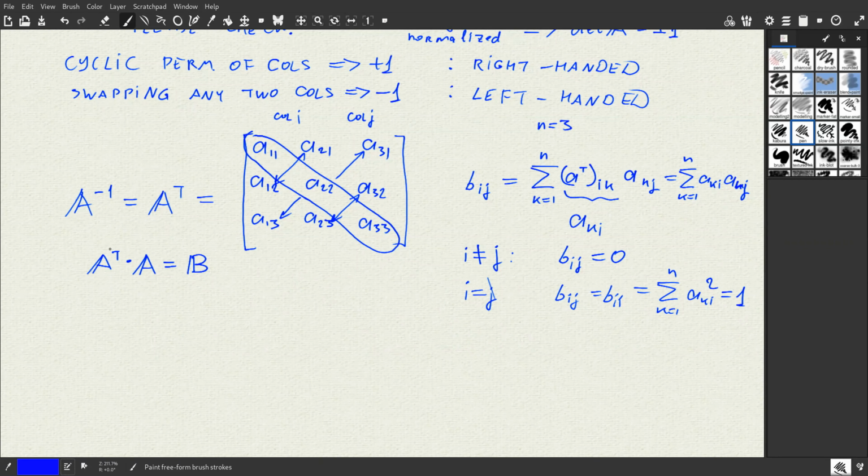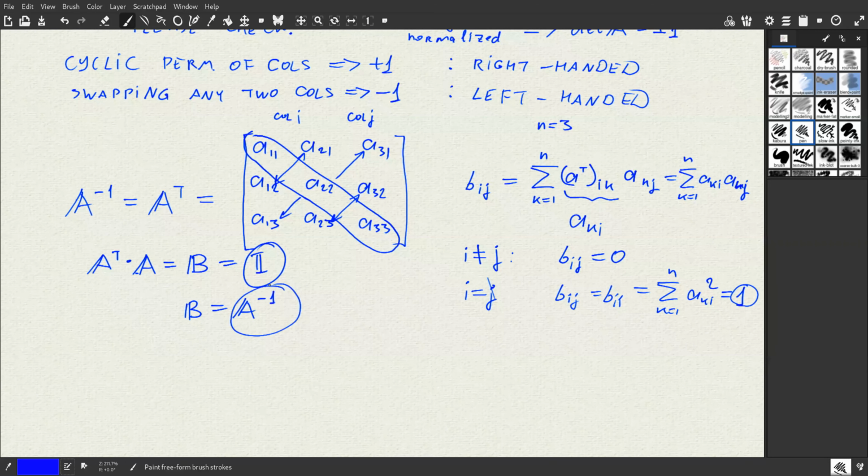Therefore, indeed, if we take A transpose times A, then it is not just any matrix B, it is the identity matrix. For an identity matrix, any element is 0 if it is not on the main diagonal, and on the main diagonal, where I equals J, the element is equal to 1. Therefore, we can conclude that B is indeed the inverse matrix A minus 1.